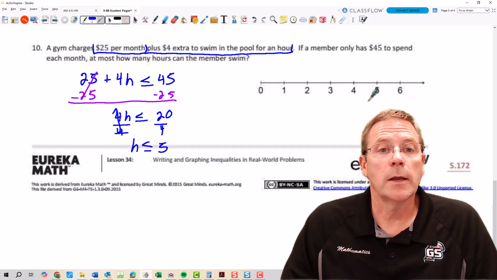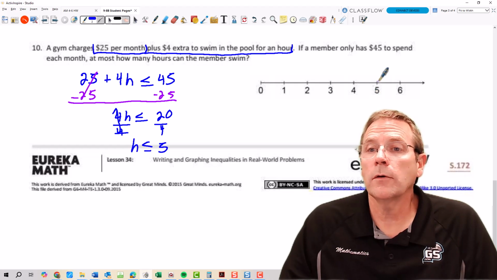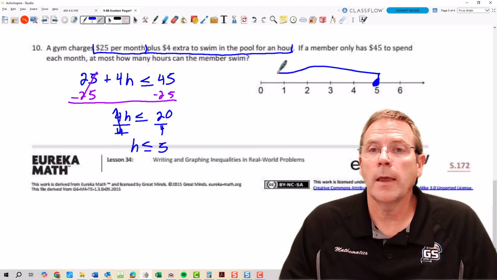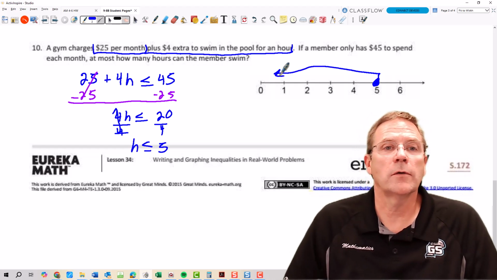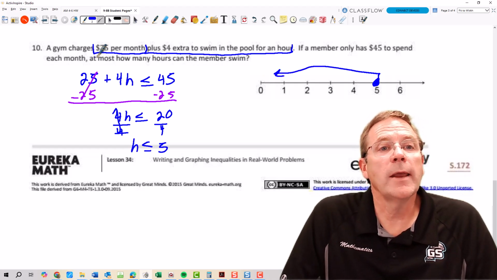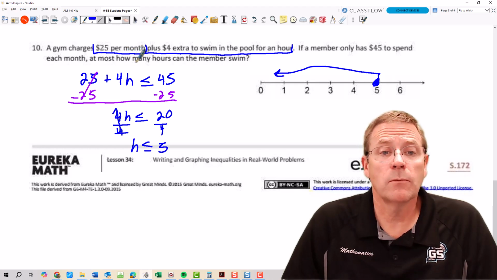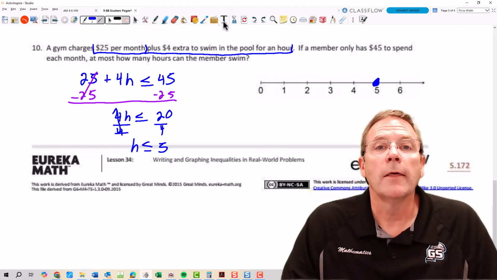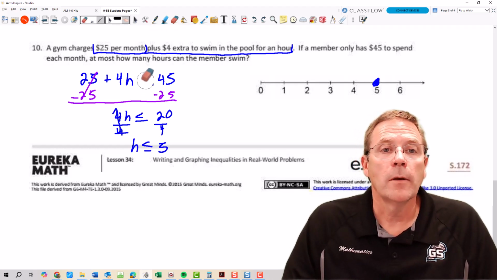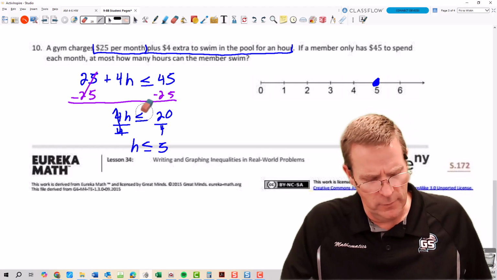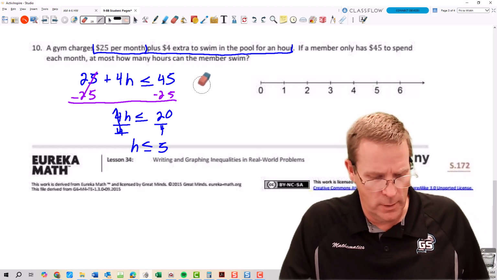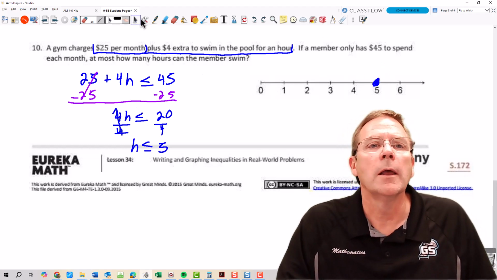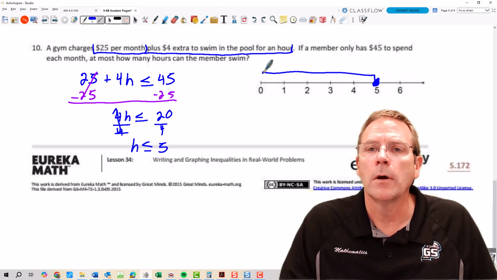So we're going to take, yep, all that looks good there. It is going to be a solid circle because it's an or equal to, and the arrow is going to go to the left. Actually, that would be at most, which means we don't need a different symbol. I did a little bit wrong there, but we'll leave it as an inequality. It's probably good that way. And boom, go like that.